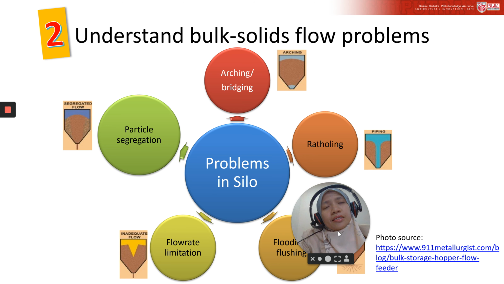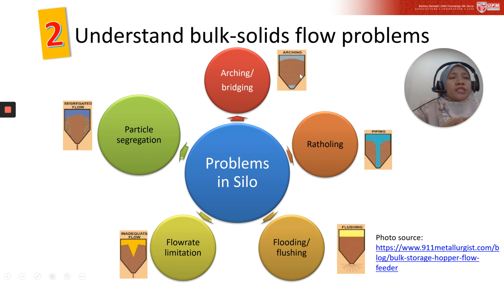Then the next step is we must understand the bulk solid flow problems and how they will affect the flow performance inside the equipment. Some of these terms have been introduced in a previous lecture and explained thoroughly, so I will not explain them again here. You can refer to my previous lecture: arching, bridging, rat holing, flooding or flushing, flow rate limitation, and particle segregation. I will only explain those that I have not yet explained.